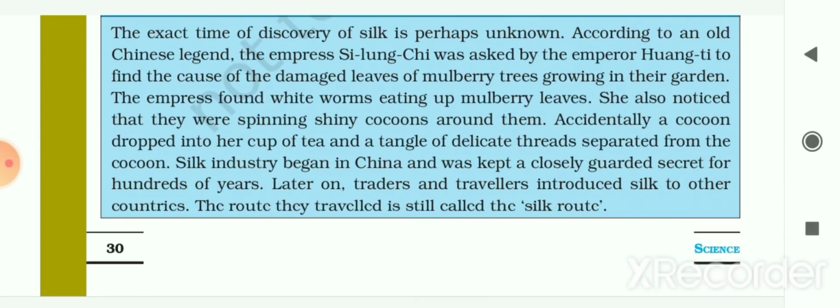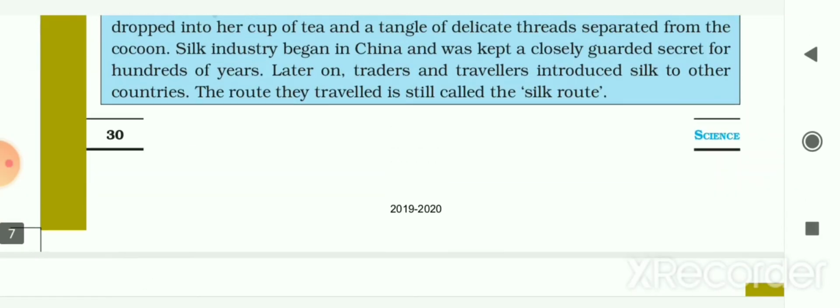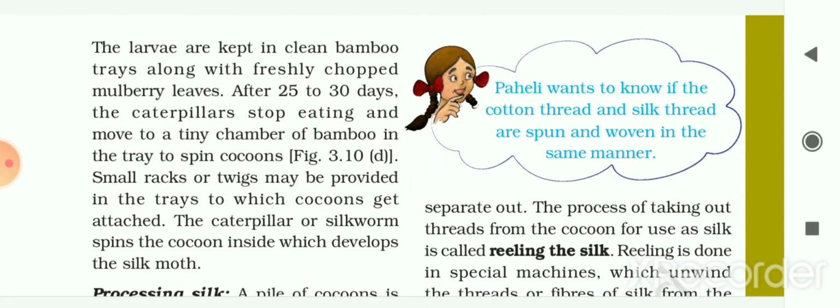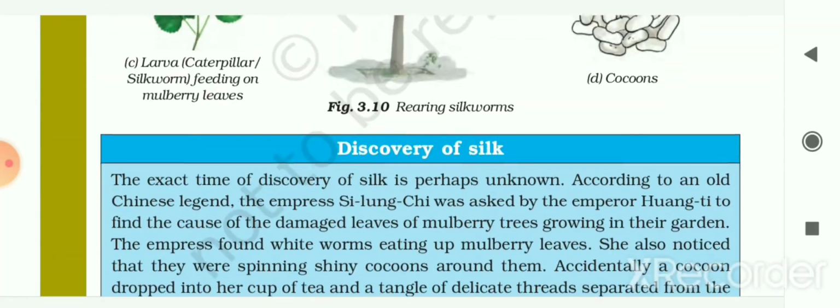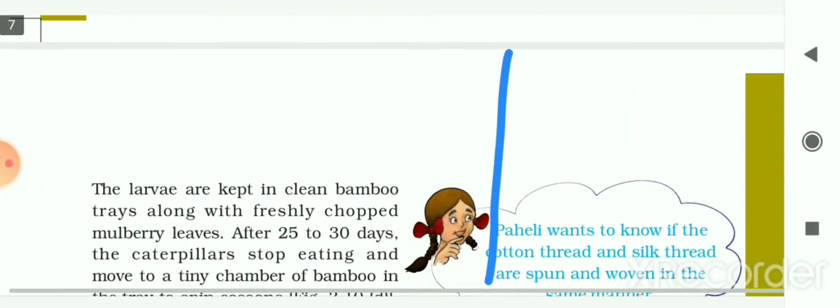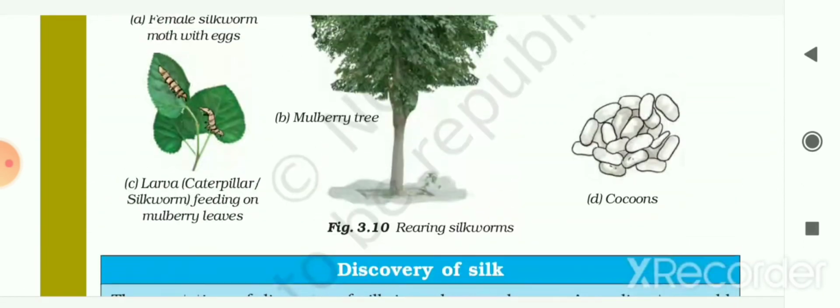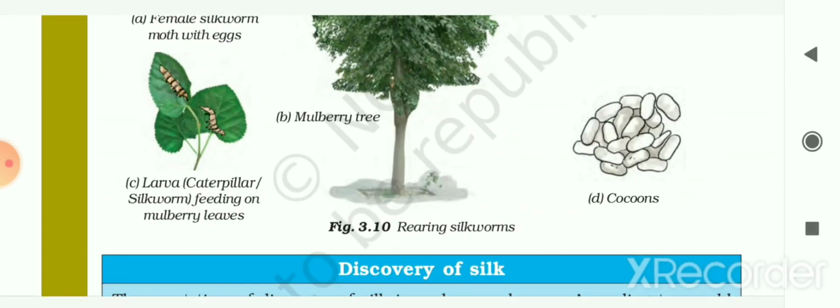Then after the leaves, the larvae are kept in clean bamboo trays along with freshly chopped mulberry leaves. We are giving the mulberry leaves to these larvae to feed on, and after 25 to 30 days the caterpillars stop eating and move into a tiny chamber of bamboo in the tray to spin cocoons. The cocoon is shown to you here in this figure. It looks like a tablet of medicine here.